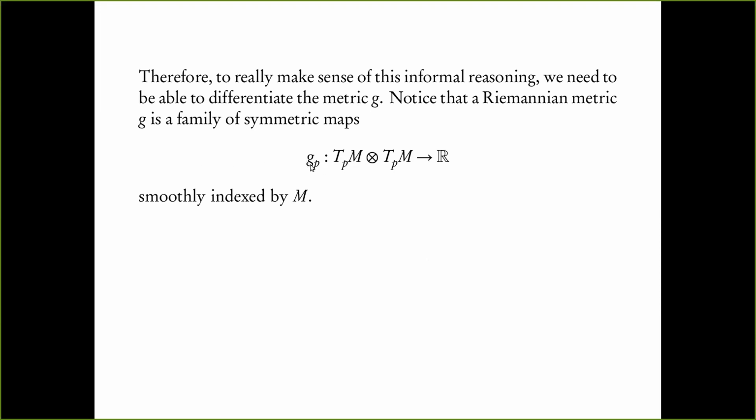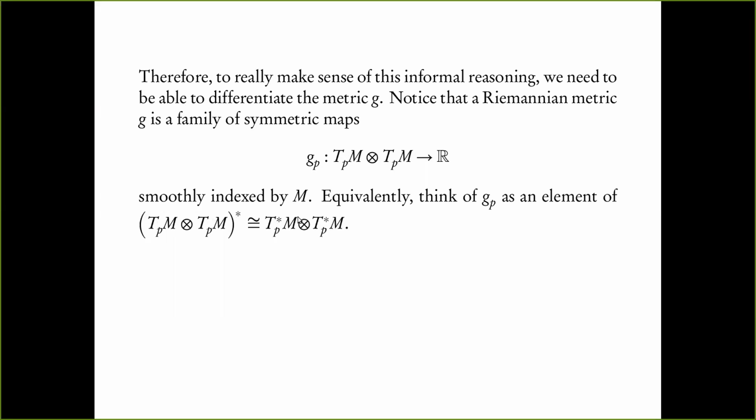But individually, GP is an inner product, so it's a symmetric map. It's positive definite, and it's invertible. Anyway, you can think of GP, instead of a map from V tensor V to R, as an element in the dual. A map from V tensor V to R is nothing but an element of the dual of V tensor V. But these are finite dimensional vector spaces, so the dual of V tensor V is nothing but V dual tensor V dual.